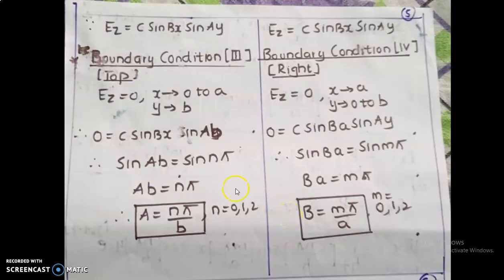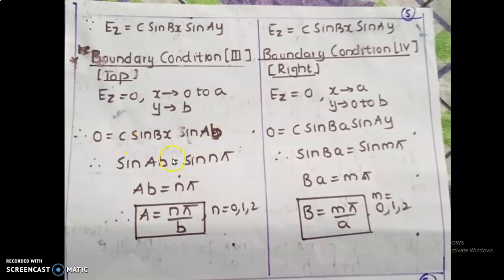Now the next two boundary conditions are meant to find capital A and capital B. So boundary condition number 3, that is the top layer. Please refer once. We can see that here y should be at position B and x should be 0 to A. So now what you have to do is again substitute the values. Now I can say that x is a variable and y is nothing but B. Yes, I have substituted here sin AB.